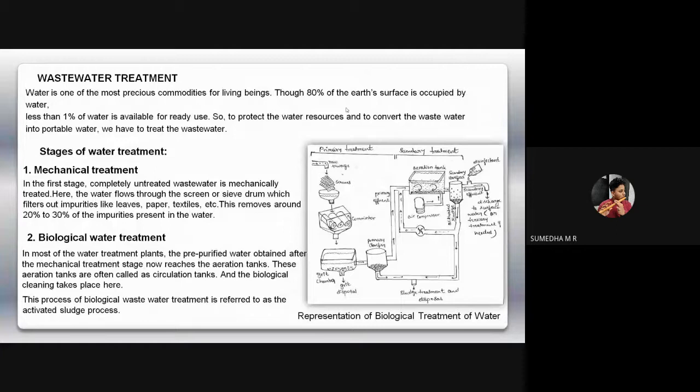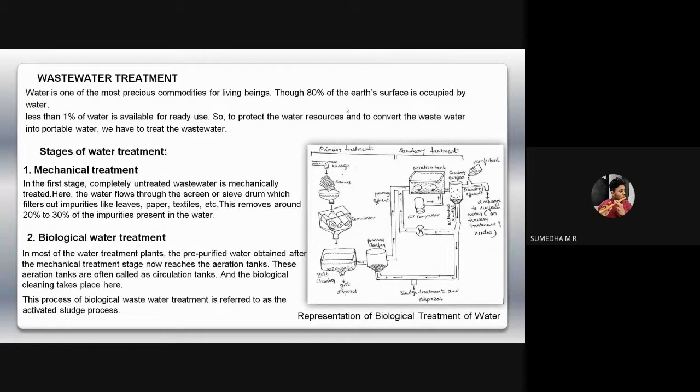Coming to the main aspect, wastewater treatment. Water is most important for living. Of 100%, we have only 1% water ready to use. So it is important to do wastewater treatment to convert it into pure or potable water. There are many stages carried out in this process. The first stage is mechanical treatment. In this stage, water flows through a screen, which filters out impurities like leaves, paper, textiles, etc. This removes around 20 to 30% of impurities.